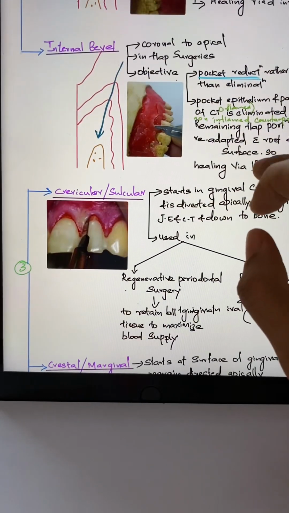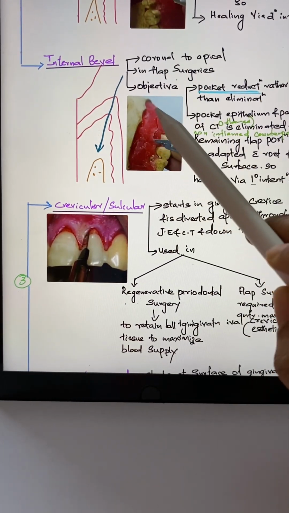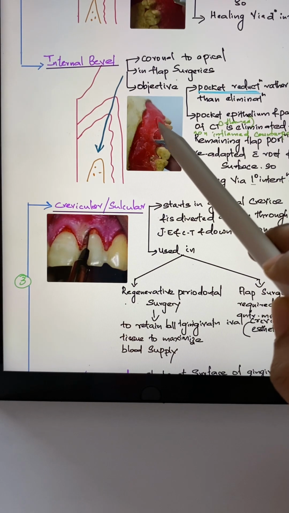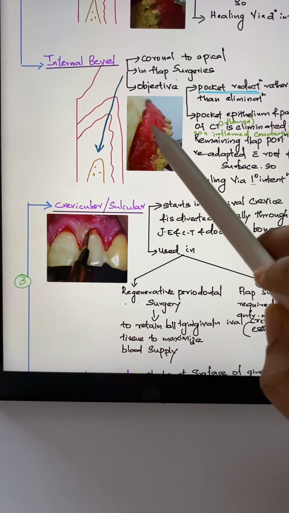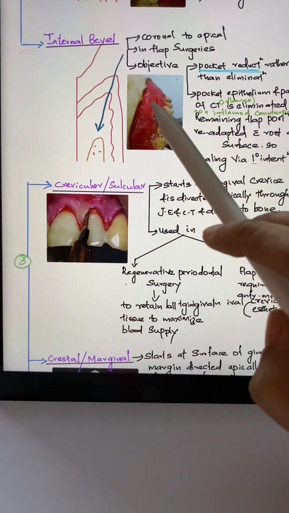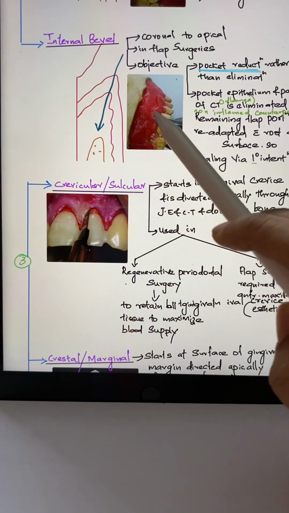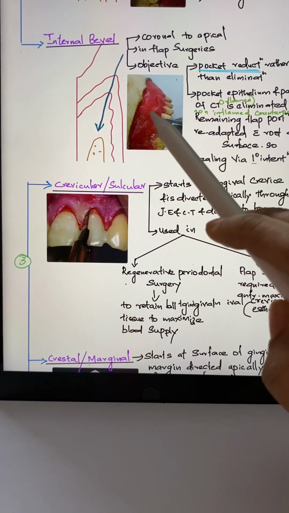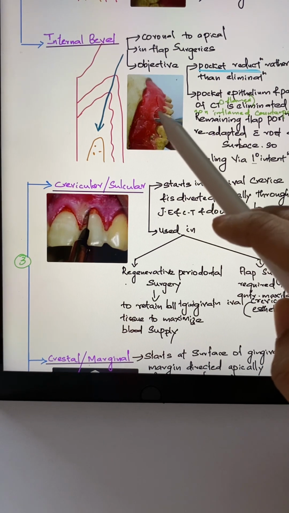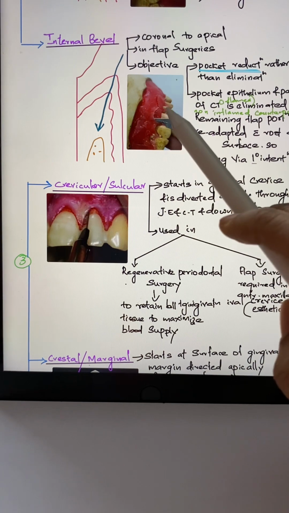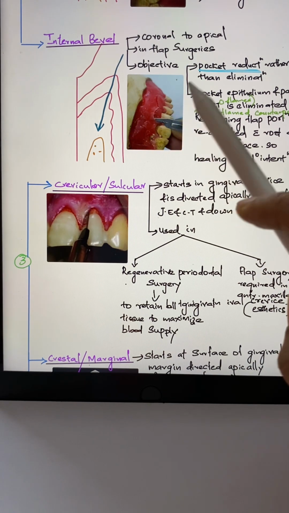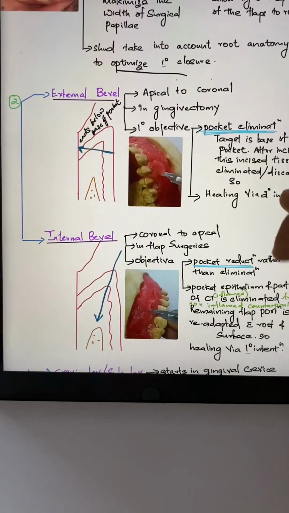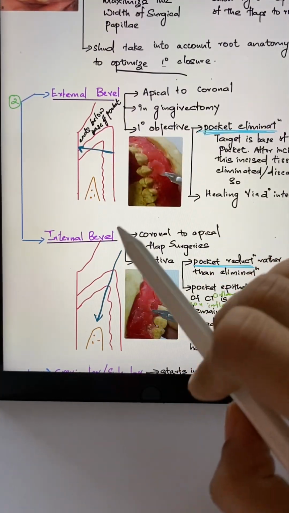Whereas internal bevel goes coronal to apical. It can be seen especially in flap surgeries, where the primary objective is the pocket reduction rather than the elimination. Here, the pocket epithelium and part of the inflamed connective tissue is eliminated from the non-inflamed counterpart, and then the remaining flap portion is readapted with the root surface. There is not much gap here, so the healing would be via primary intention. So I think you are clear about the difference between the external and internal bevel.